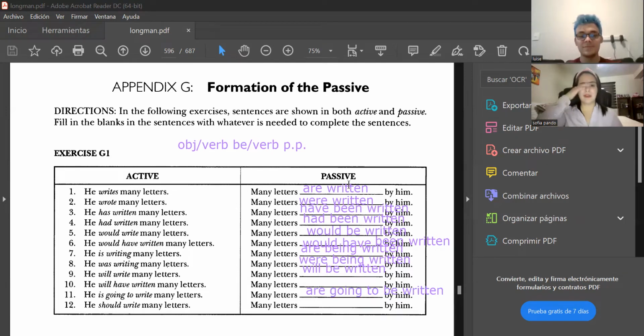So learning like this can be very boring, right? Because we have to memorize all the verbs that we have in verb to be and then the verbs in past participle and so on.